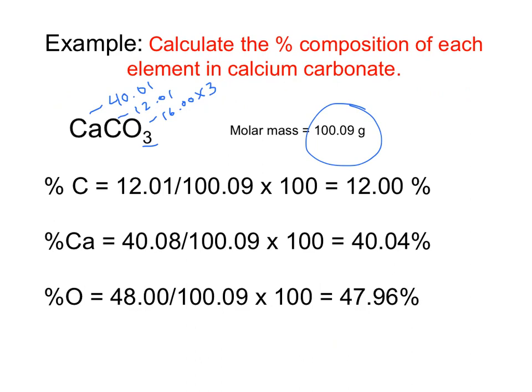Now all we're going to do is take the mass of each element and divide that by the molar mass of the compound and multiply by 100. 12% carbon, 40.04% calcium, and 47.96% oxygen are our answers. Notice that if we add all three of these together, you will get 100%.